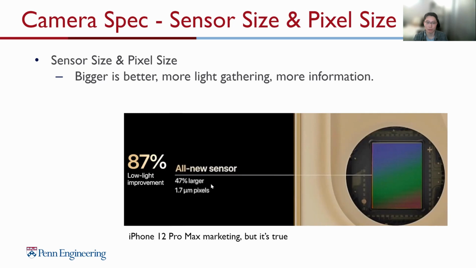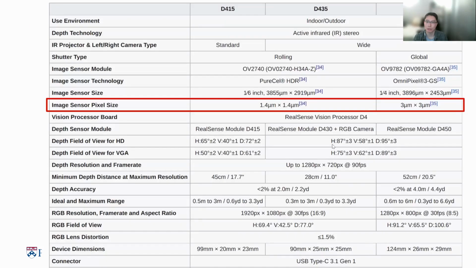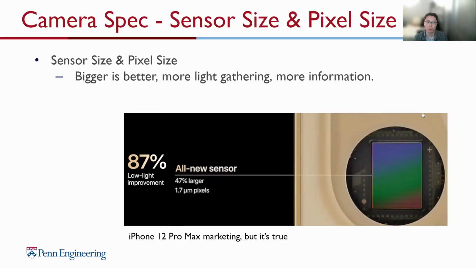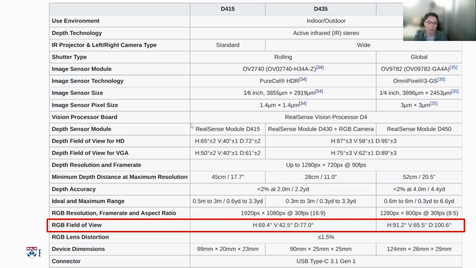You have a much larger sensor, but it's true. The sensor is actually the most important progress you can have. And if we go back to here, we can see the newer version. It's more than double the size of the previous one. So it will definitely have a better performance in low light conditions.